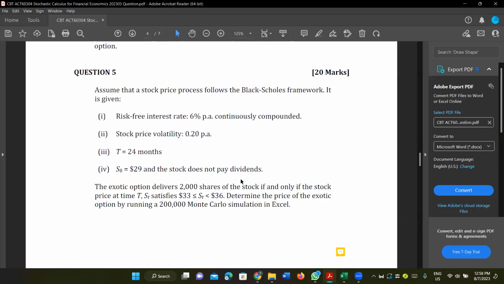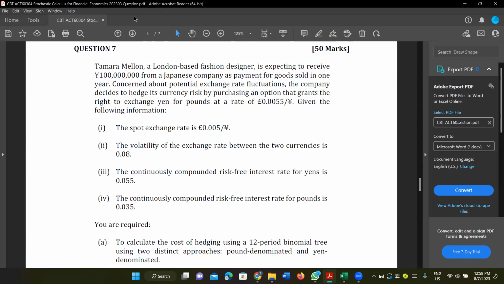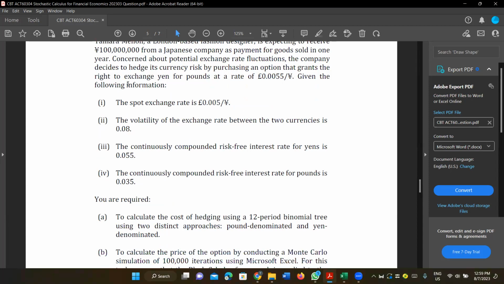Next is question 7. Question 7 says that Tamara Mellon, a London-based fashion designer, is expecting to receive 100 million yen from a Japanese company as payment for goods sold in 1 year. Concerned about the potential exchange rate fluctuation, the company decides to hedge its currency risk by purchasing an option that grants the right to exchange yen for pounds at a rate of 0.0055, which is the K. And also the information given is as follows: the spot exchange rate is 0.05, which is equal to the X0, and the sigma is 0.08, and the R for yen is 0.055, and R for pounds is 0.035.